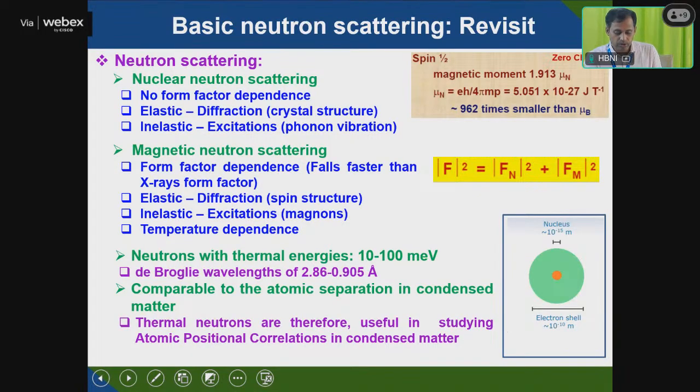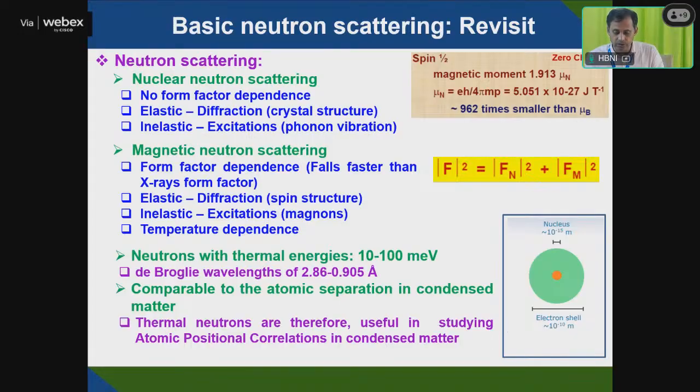Neutrons with thermal energy, mainly 10 to 100 milli-electron volt, are mostly used in neutron diffraction studies and are comparable to the atomic spacing. The wavelength is 2.86 to 0.99 angstrom, which is quite close to the atomic separation. In X-ray, we use a wavelength of about 1.54 angstrom; here it is about 2.86 to 0.9. It's quite suitable to see the inner structure, like the crystal structure of the material.